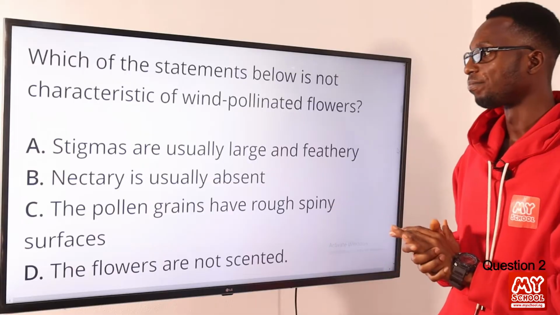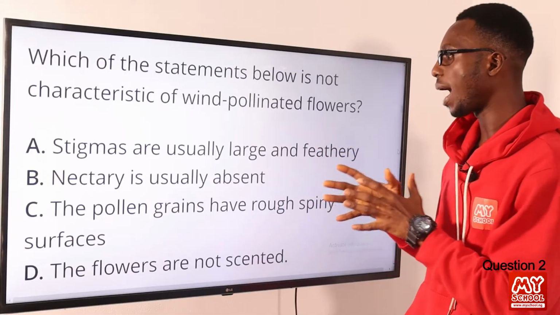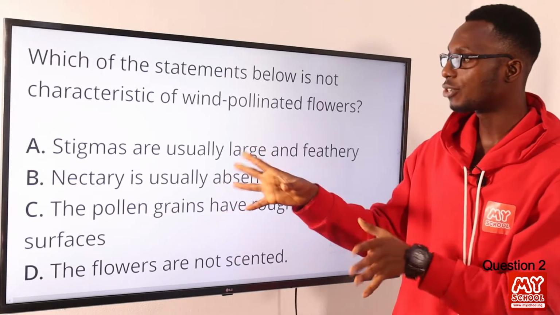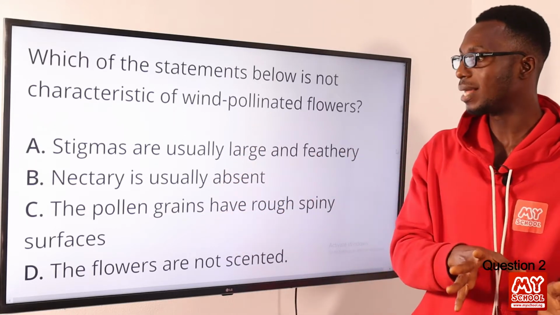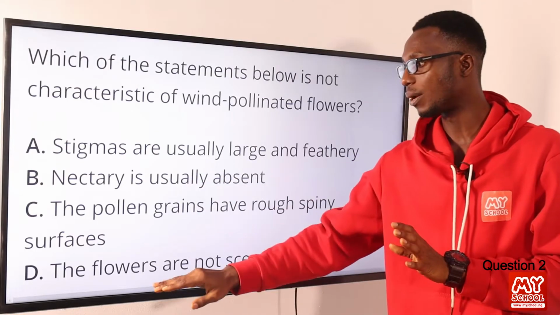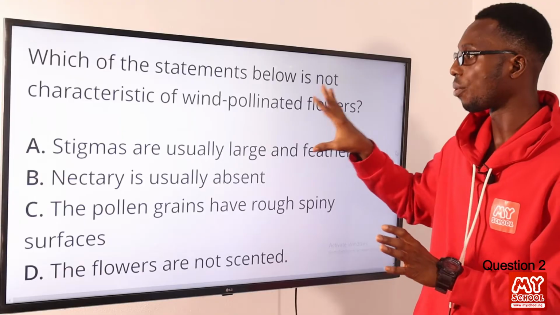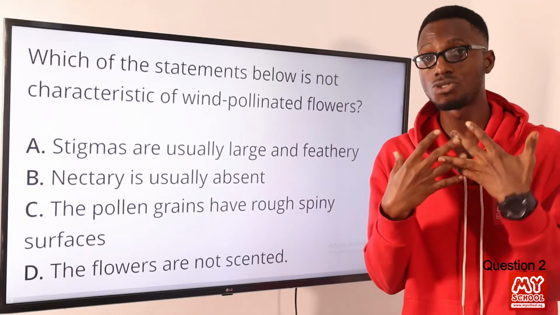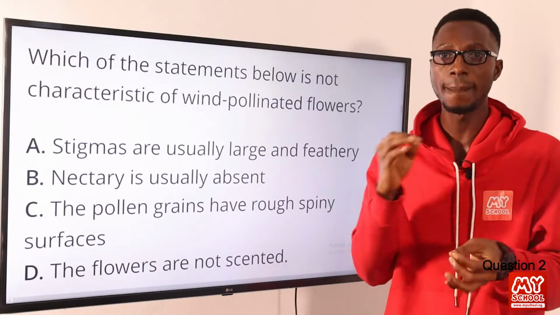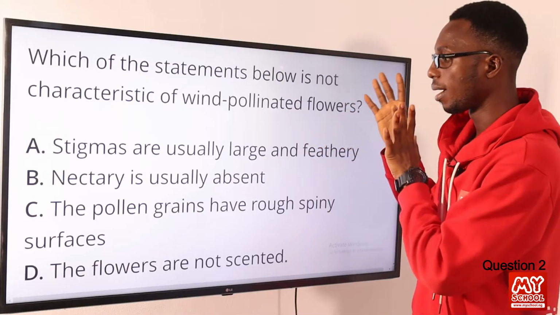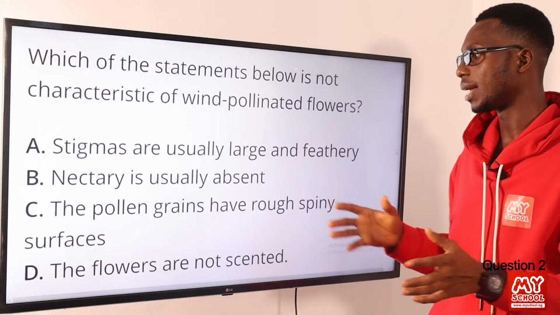So let's look at B. Nectar is usually absent. Very well, because nectars are sweet, so nectar and scents are absent when it comes to wind pollinated flowers. So option B and option D are still correct regarding wind pollinated flowers. Nectar is to attract insects. The scent as well. They pick up these chemical molecules and it attracts them to the flower that needs to be pollinated.